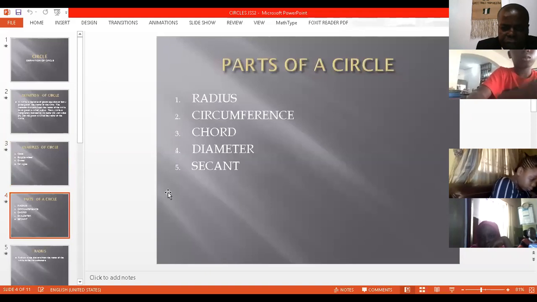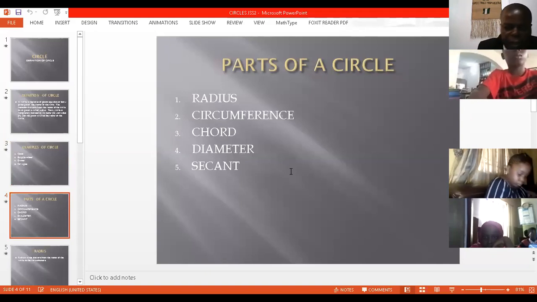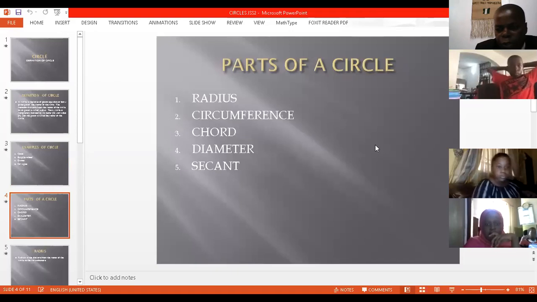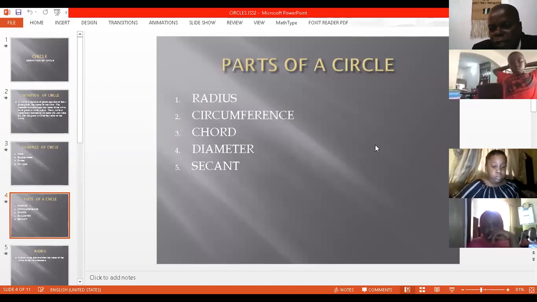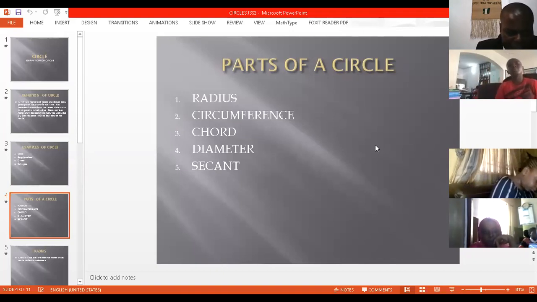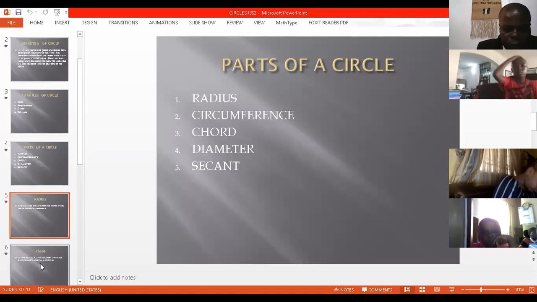Also, we have parts of a circle. Parts of a circle are the radius, the circumference, the chord, the diameter, and the secant. A dime is a coin, a type of coin which they use in, I think, the US. So parts of a circle are the radius, the circumference, the chord, the diameter, and the secant.